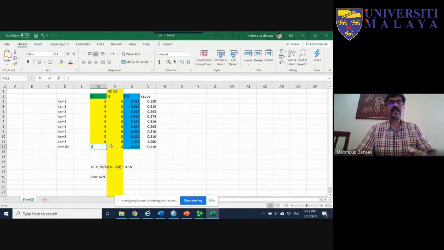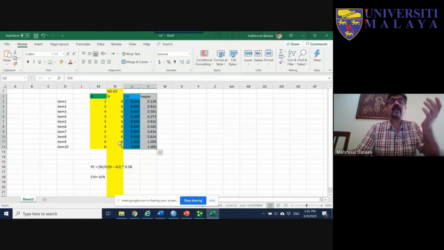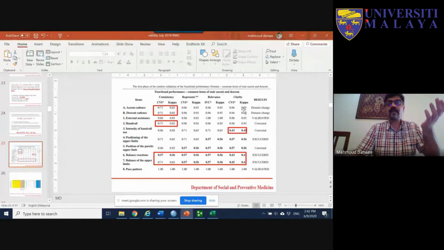So look at here. If I put 6 and 6, then the Kappa and CVI will be 100%, 1. So what exactly you need to do is just copy and paste these 2 columns. Of course, this is for the content validity. The same thing can be done for the face validity. So you can use the same calculator to calculate your Kappa and CVI for both relevance and clarity.